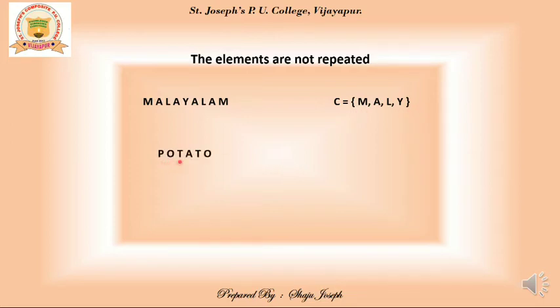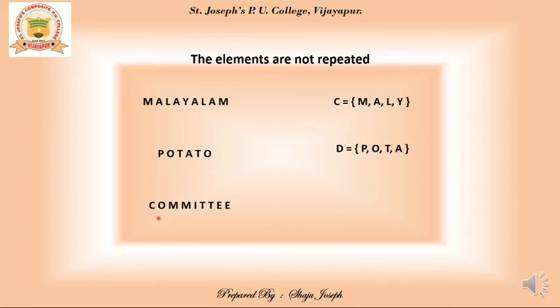Now one more example. I am taking the word potato. Now how do you write the letters of the word potato in a set? Here set D contains P, O, T, A. However, the last T and O are not repeated because in roster form we will not write the elements once again. I take one more last example.